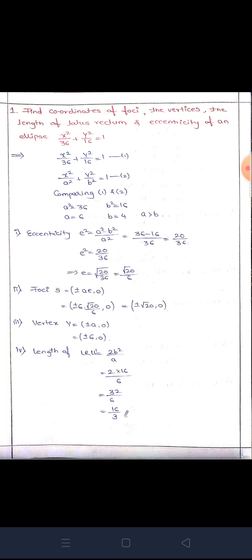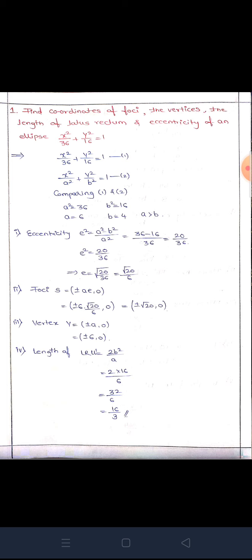Write the formula for foci: plus or minus ae, 0. The value of a is 6, so plus or minus 6 times root 20 divided by 6, comma 0. The 6 and 6 cancel. So what is the answer? Plus or minus root 20, 0. Then the vertex V equals plus or minus a, 0. The value of a is 6, so plus or minus 6, 0.